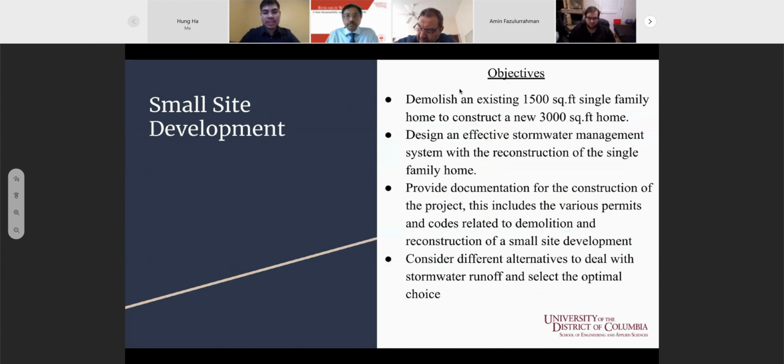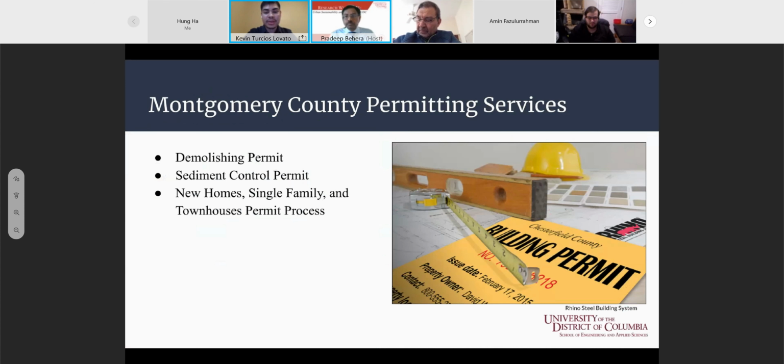Last semester, we also worked on a small site development project. We had to demolish an existing single family home built over a century ago and double the square footage. So our objective for this project was basically to get all the necessary permits to construct a new home. We also had to create a sediment control plan and design an effective stormwater management system to minimize the runoff from the new home. Again, the main purpose of this project was to learn about regulatory compliance and the permit process. We complied with the Montgomery County permits for demolition, sediment control, and all the necessary permits to construct a new single family home.